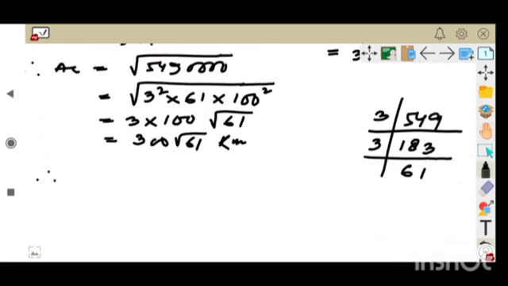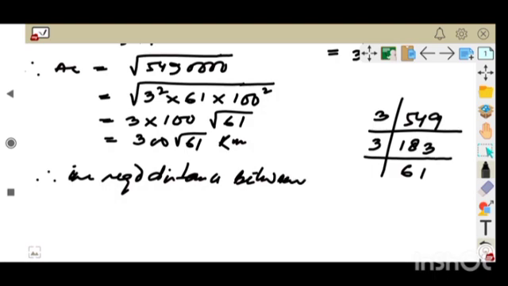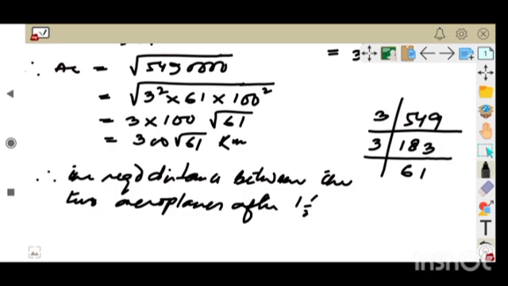Therefore the required distance between the two aeroplanes after 1.5 hours is how much? Is, or you can say equal to, it's fine, is 300 root over 61 kilometer.